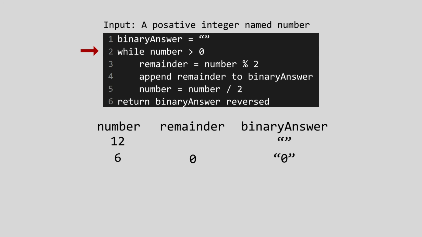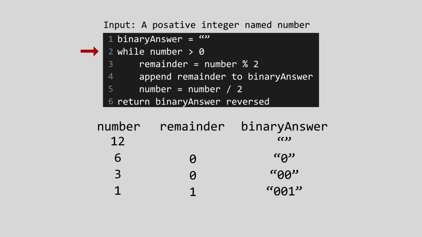So we start back at the top again and check the loop condition. This time number is 6, so still greater than 0. 6 modulo 2 is 0, so remainder becomes 0. We append that to the binary answer, so binary answer is now 0, 0. 6 divided by 2 is 3, so number is now 3, and we start the loop again. 3 is greater than 0, so we enter the loop. 3 modulo 2 is 1, so remainder becomes 1. We append that to the binary answer, so binary answer is now 0, 0, 1. 3 divided by 2 is 1, so number is now 1.